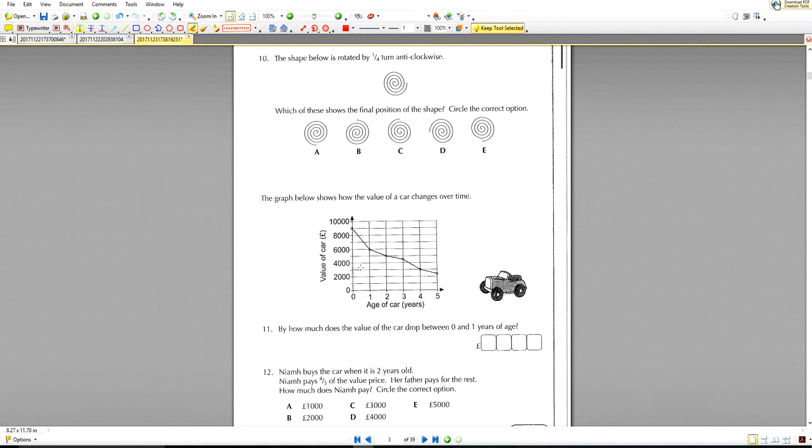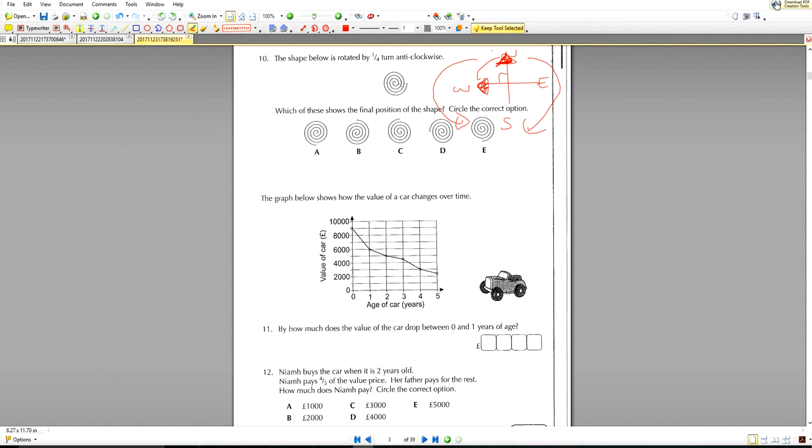Right, let's go to single page view. The shape below is rotated by 1/4 of a turn anti-clockwise. So if we look at the shape and we think about quarters, so this is our compass. This will give you an idea of quarters here, because the compass works in quarters. Now, clockwise means in the direction of the clock, and anti-clockwise means in the opposite direction of the clock. So really we want the shape to move from, say for example, if this is our base, this is where we start from, our shape has got to move back until it is turned through 90 degrees, which is a quarter of a turn anti-clockwise.